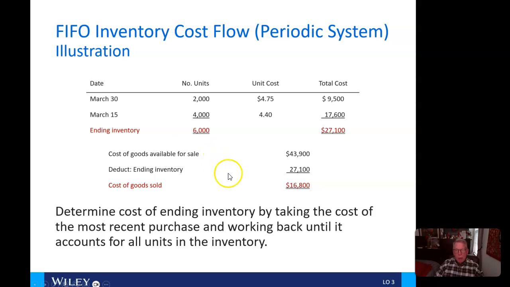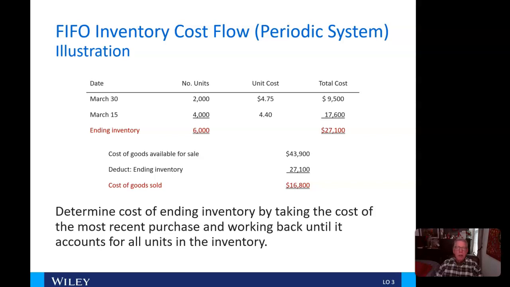Again, where did we get those units? We got them from the top. And we kept the bottom in inventory. So to determine the cost of ending inventory, we take the cost of the most recent purchase and work back until it accounts for all the units in inventory in a periodic system.